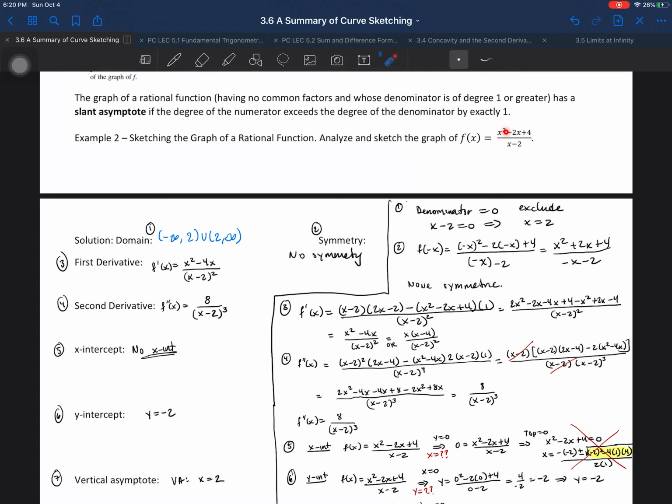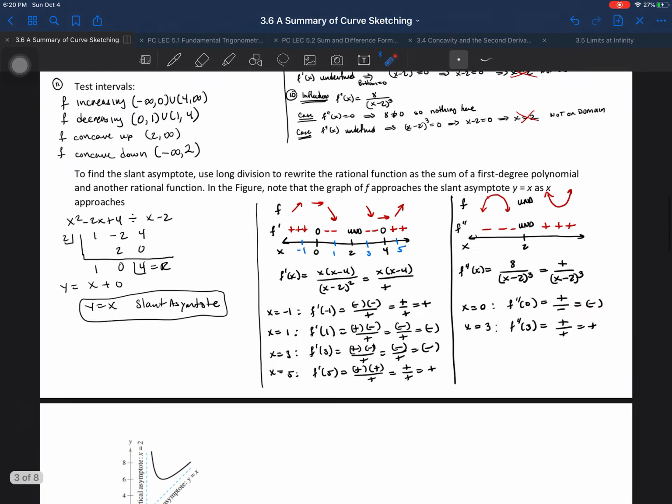The difference between those two powers is exactly 1. If the difference between those two is 2, excuse me, there's no slant asymptote. But because the difference between those two is 1, then there's a slant asymptote. What about if this is a 3 and this is a 2? Yes, there's a slant asymptote. So how do we find the slant asymptote?